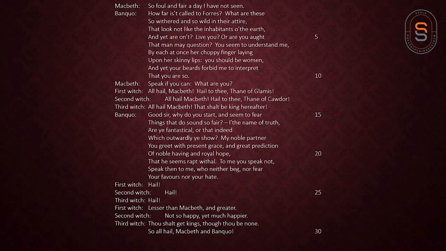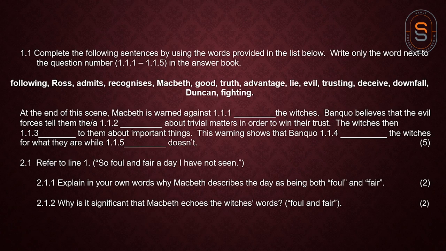Right, this is just an example of a question paper from the past. This extract is Act 1, Scene 3. So "Fair and foul, I've not seen," Macbeth had said that. And then it's the witches' predictions. "All hail Macbeth, hail to the Thane of Glamis." And they end it with the prediction to Banquo. And then just typical questions. The first one was, you were given words that you had to fill in.